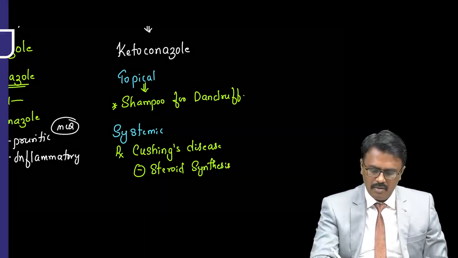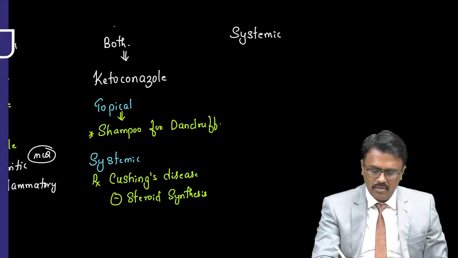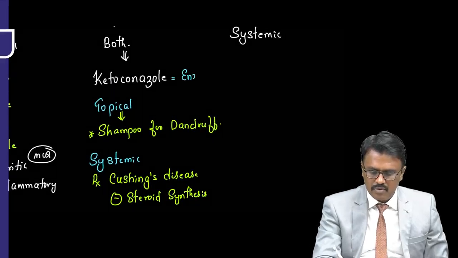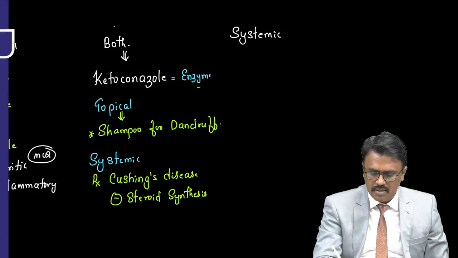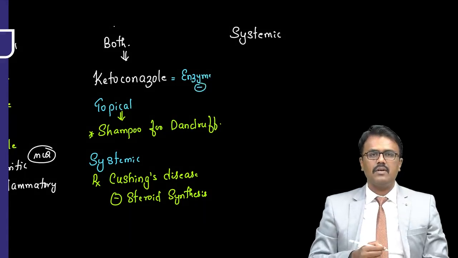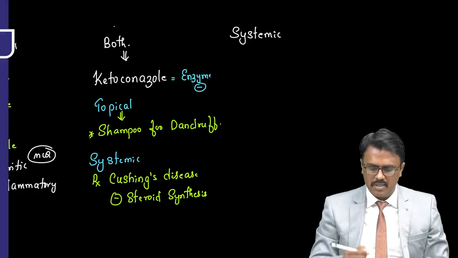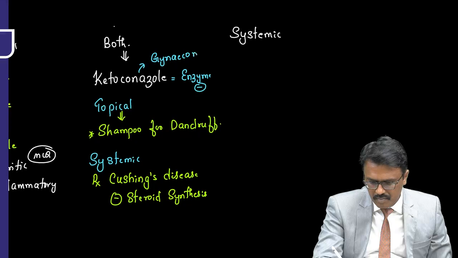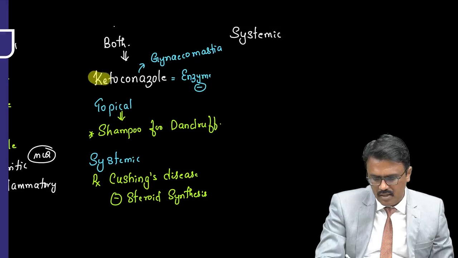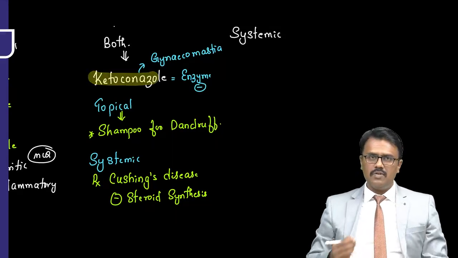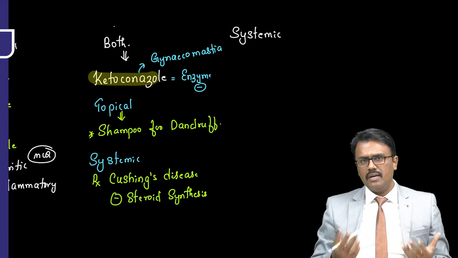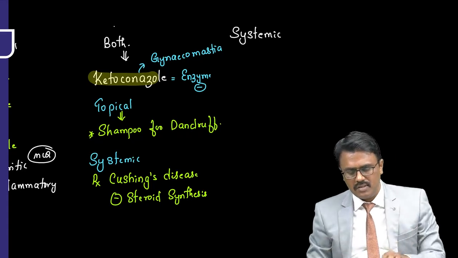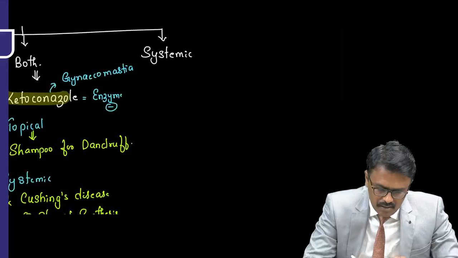So the problem with ketoconazole is, I told you, azoles are usually microsomal enzyme inhibitors. And one more problem with ketoconazole is it can cause gynecomastia. So that is about the drug ketoconazole. Nowadays we are not using it because it's an enzyme inhibitor, causes gynecomastia, and also inhibits steroid synthesis. Now we have better drugs than that.